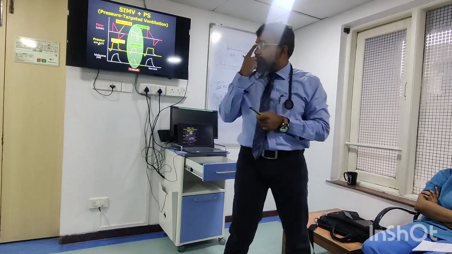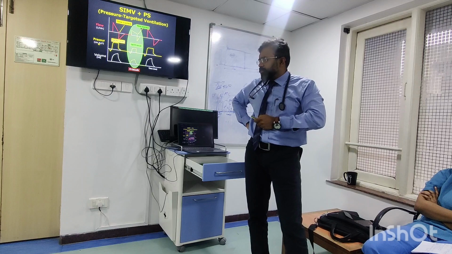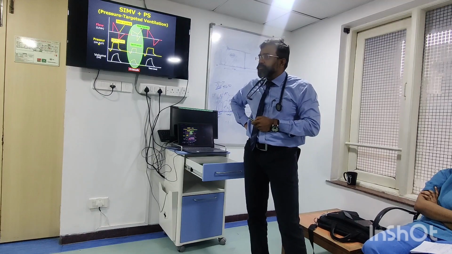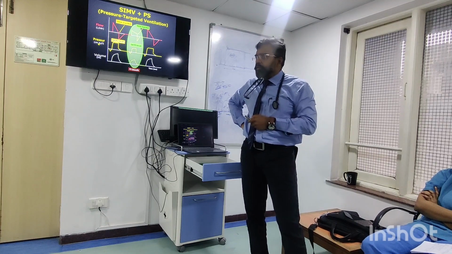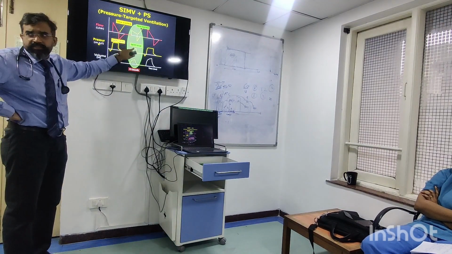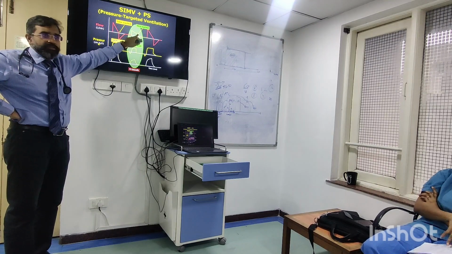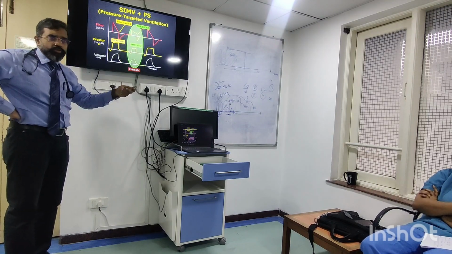Again, trigger will be patient. Your cycle, the flow, the what do you call that? The limit. Limit is again pressure, because it is set pressure limit. And cycling is flow because you see what has happened here. It is cut off at 25%. How is it going from expiration? Expiration is going by flow cycling.